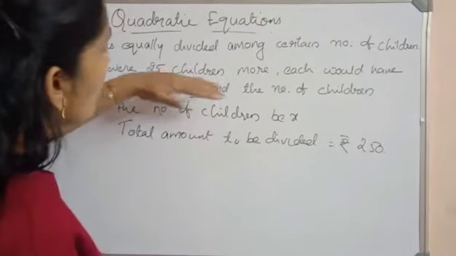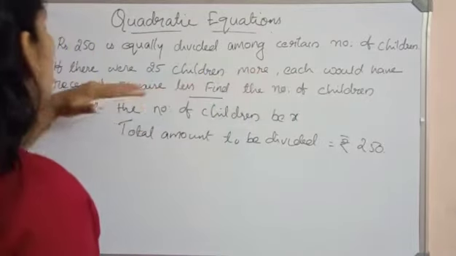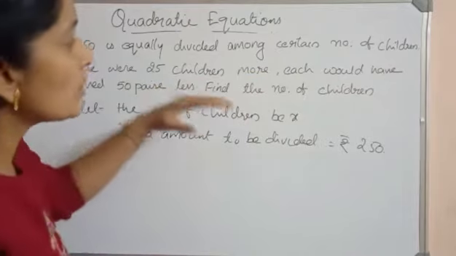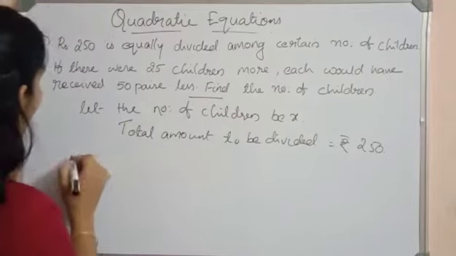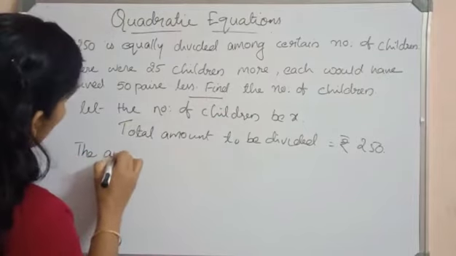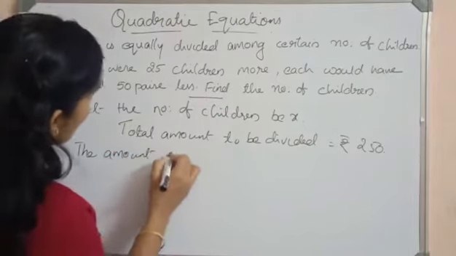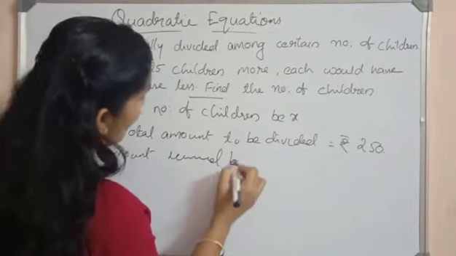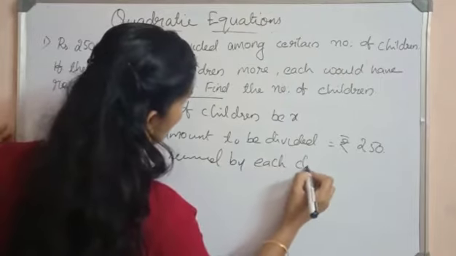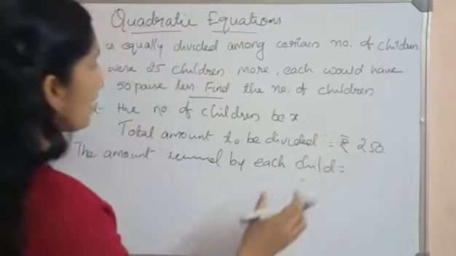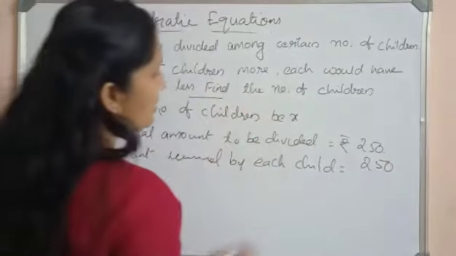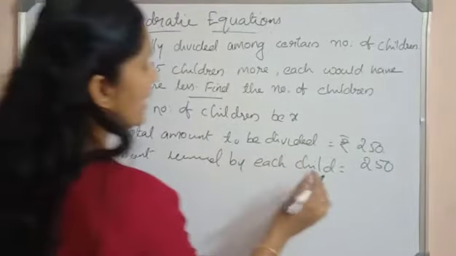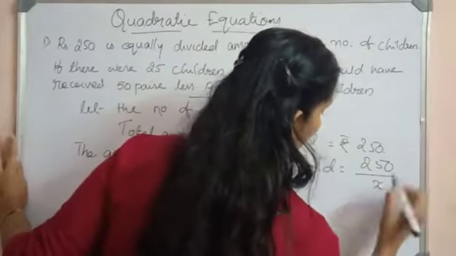If there were 25 children more, each would have received 50 paise less. So first let's find out how much amount each child will be getting. The amount received by each child is equal to, so here we have total 250 rupees and the number of children are x. So the amount received by each child is 250 by x.